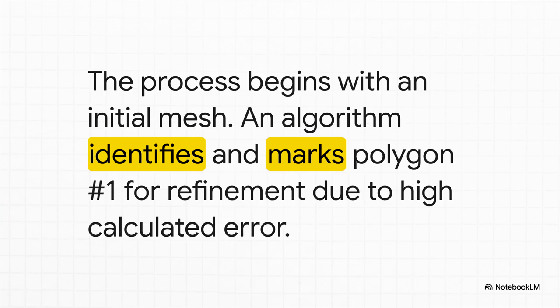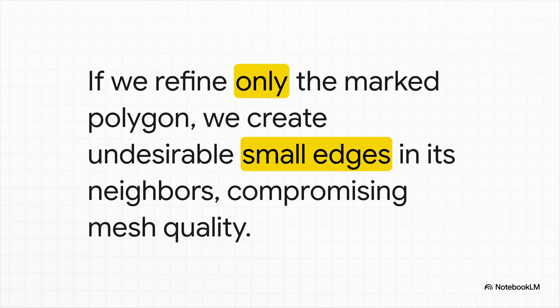All right, let's make this real. Here's a great example from the paper. This is the mesh we're starting with. The simulation runs, and bingo, the computer flags that polygon up in the top left, number 1, and says, hey, there's a high error here. So the system marks it. The plan is simple. Just chop that one up into smaller bits to get a more accurate result right there. Easy peasy, right? Well, this is where it gets messy.